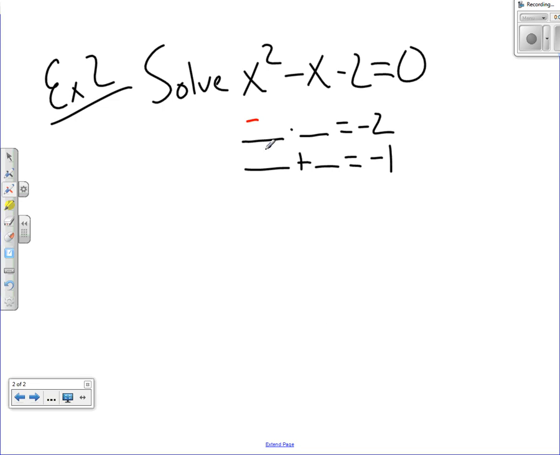Nice. Okay, what are the two numbers that multiply to -2 but add to -1? If you said -2 and +1, you're 100% correct. Okay, let's check. -2 times 1 is -2. We're good there. -2 plus 1 is indeed -1. We're good to go.